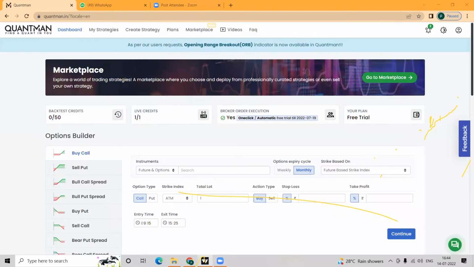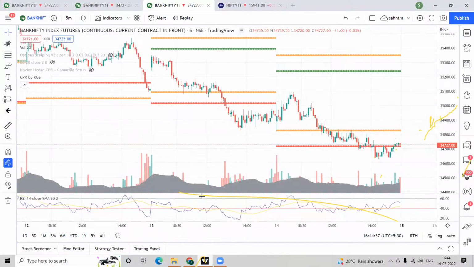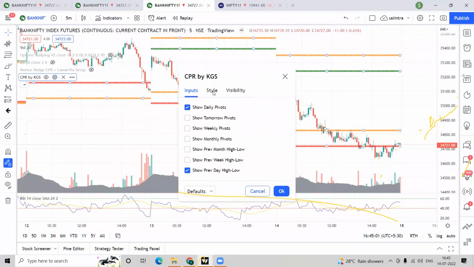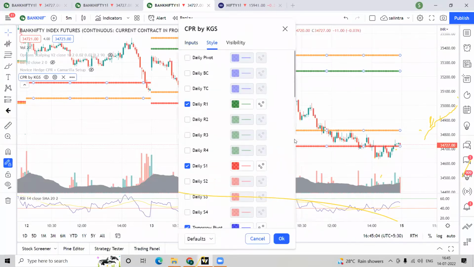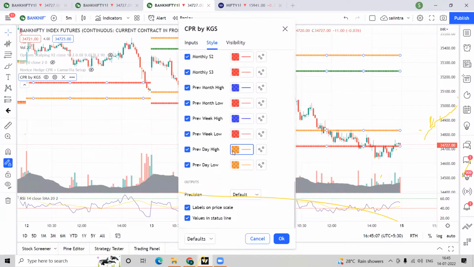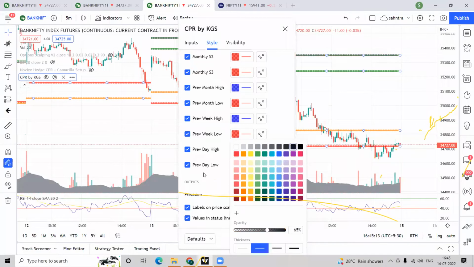Before that, I am drawing the Bank Nifty 5 minute candle. This green line is the pivot point R1. This red line is the pivot point S1. This line is the previous day high. This line is the previous day low. I am going to change the color of the previous day lines to black, then you will understand better.